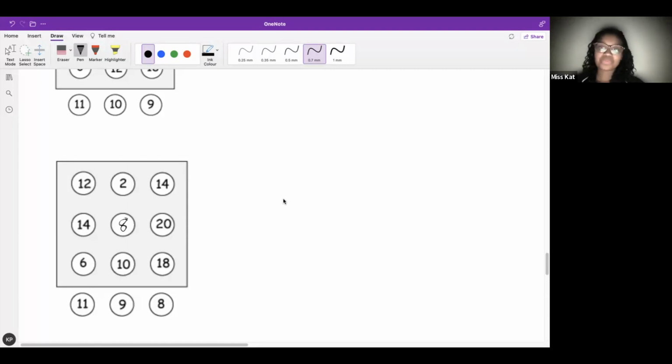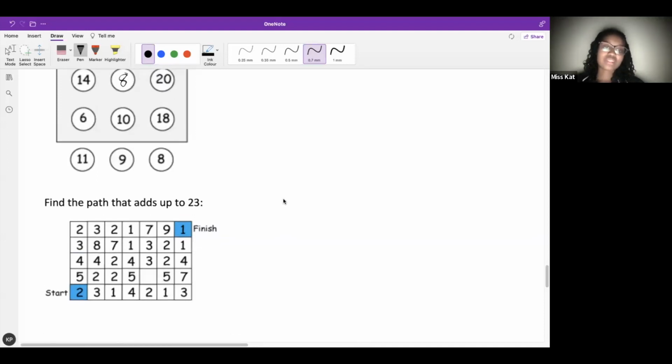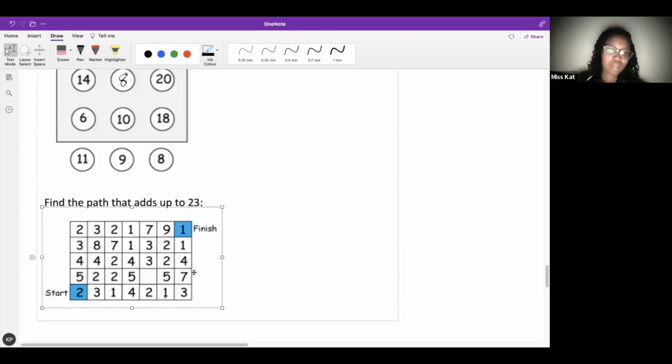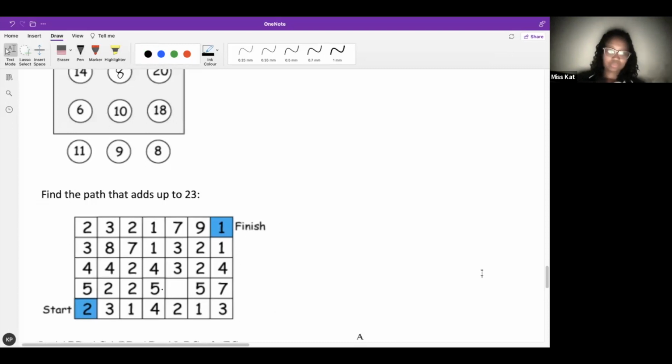That's all. Now, here's the last of our brain break. You guys need to find the path that adds up to 23. You cannot go diagonally. You either go left, right, up, or down. So we're going to start from that 2, and whatever path you take has to add up to 23. And let's go for it. Maybe I should make this picture a little bit bigger for you guys. Ooh, there we go. Let's see what you guys have for me.